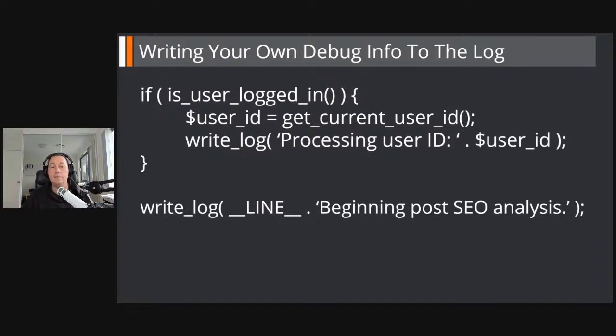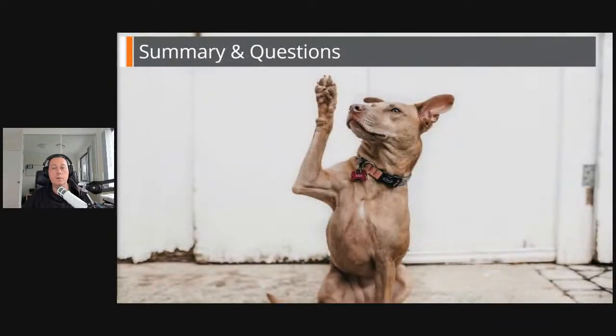So a little bit of ideas there onto how and when you can use your own debug information and putting that out into the log. And I think this is going to be really helpful for developers and for theme developers as well, just to start on that journey of debugging.